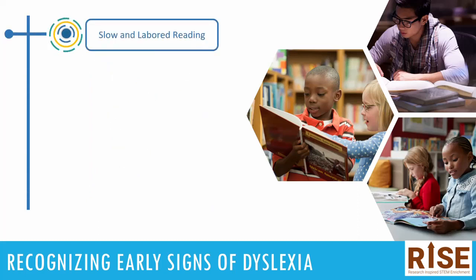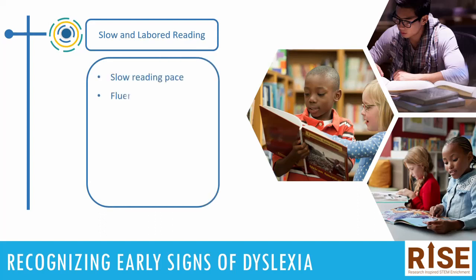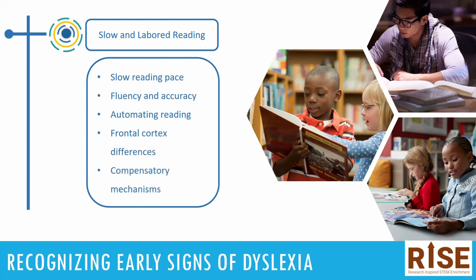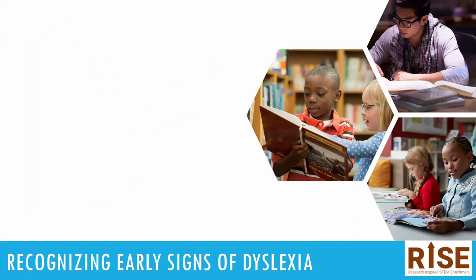Slow and labored reading. Reading at a slower pace than peers, with difficulties in fluency and accuracy, may indicate struggles in automating the reading process. Dyslexia is associated with structural and functional differences in the frontal cortex, with compensatory mechanisms observed to support reading comprehension. These challenges contribute to the child's effortful and less automatic reading, impacting their overall reading proficiency.